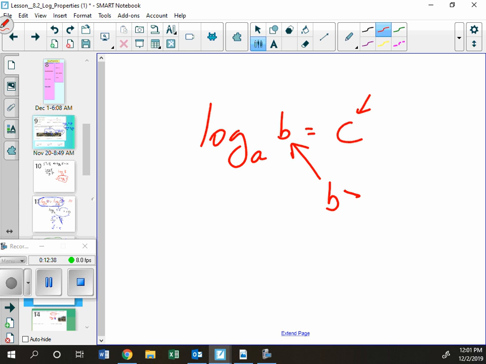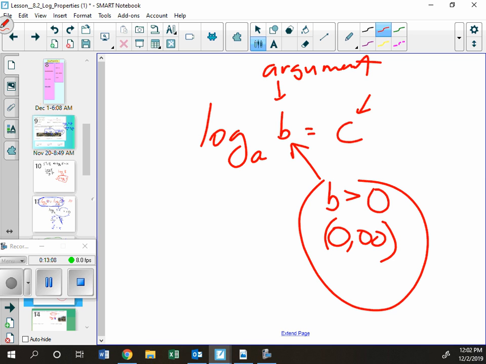Yes, this would work. No, wait, can't be equal to. You were really close. B is greater than 0. Can't be equal to 0. 0 is not allowed there. Okay, what's another way to say it? 0 to infinity. Can it be 0? No, so parentheses. Okay, that's the domain of the B spot. A, B, and C are just randomly chosen letters. That's called the argument spot. So that's the domain of the argument. Either one of those would be fine.